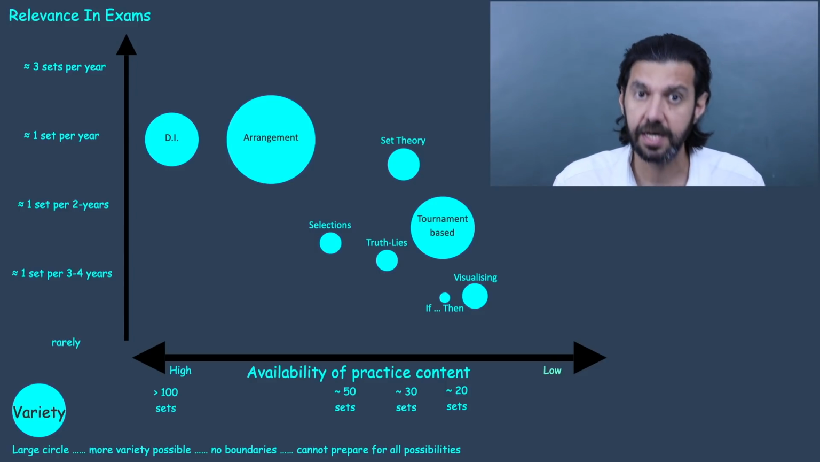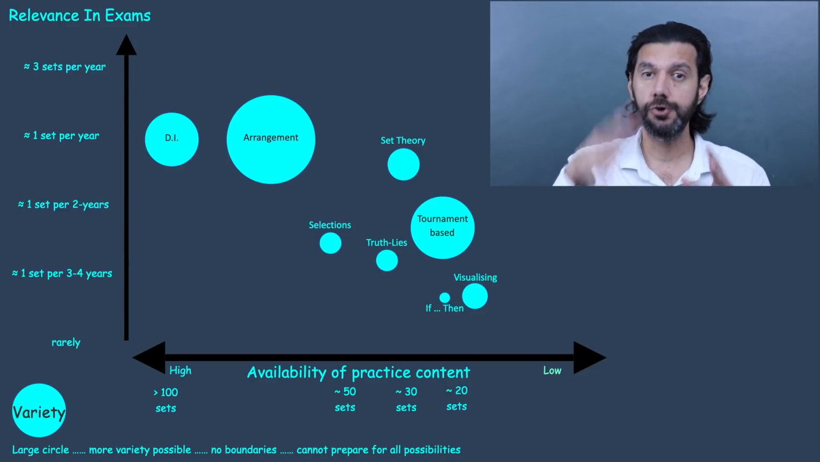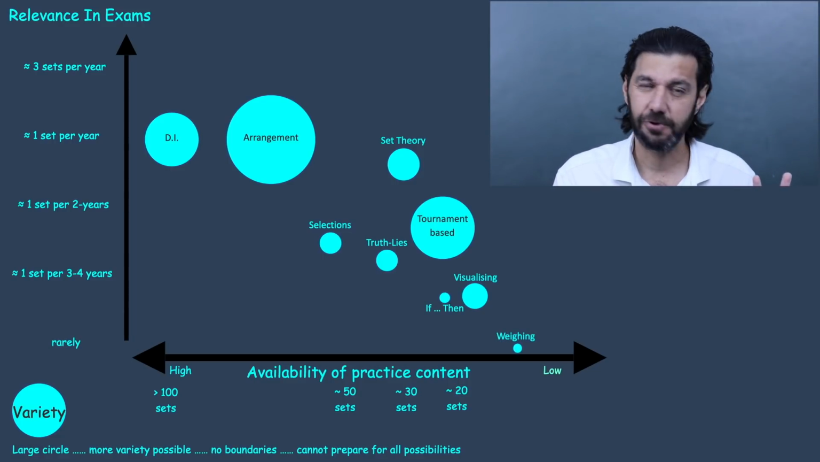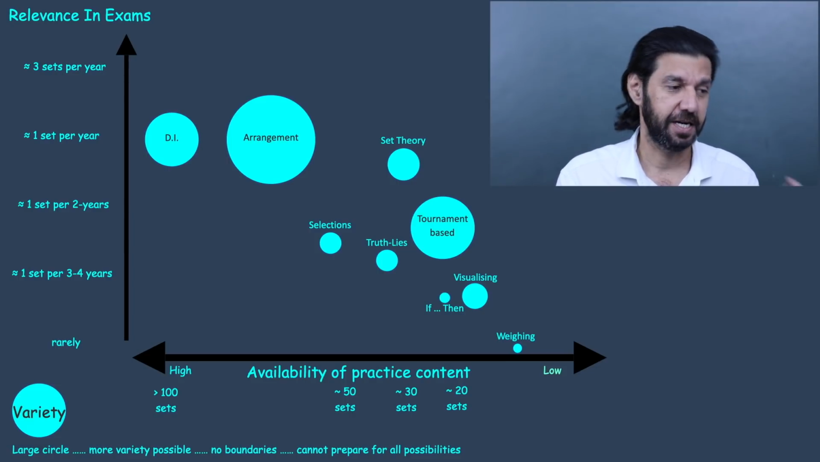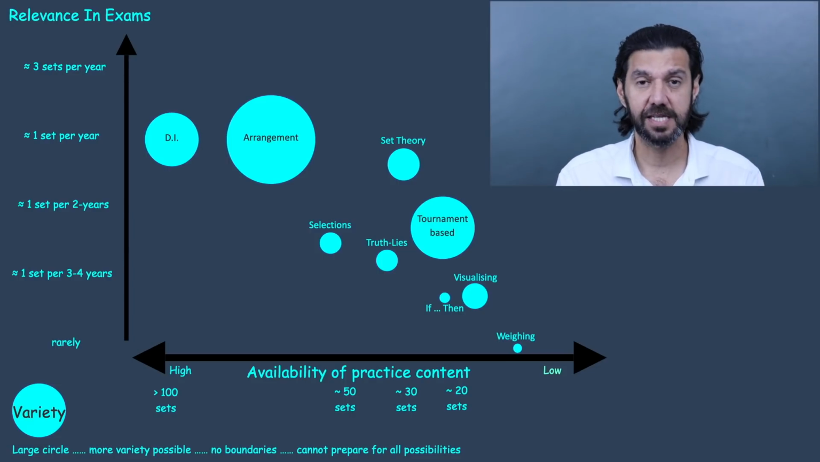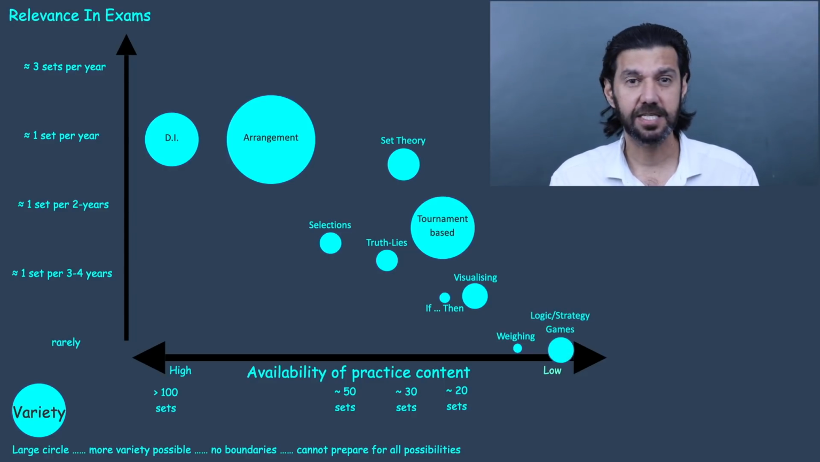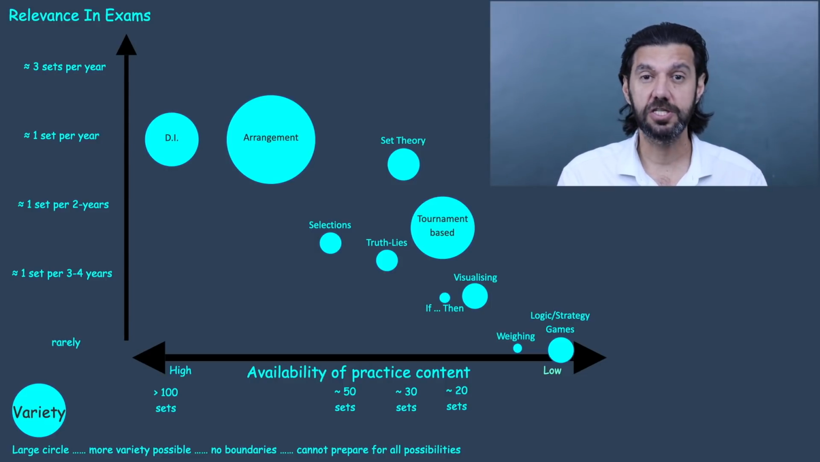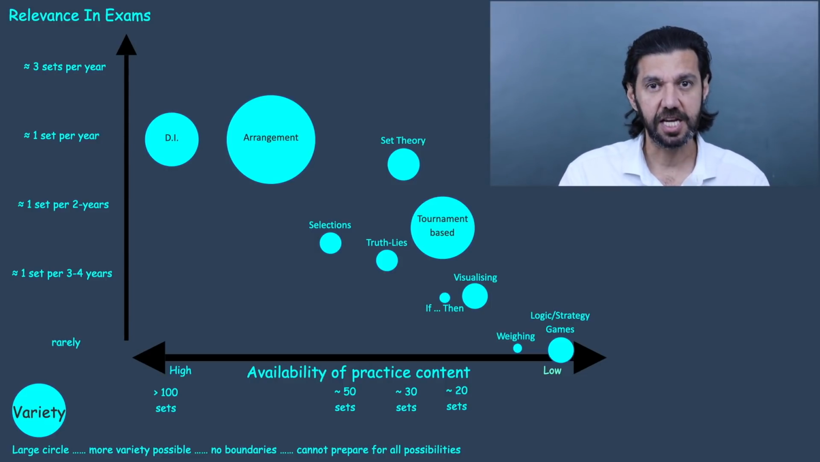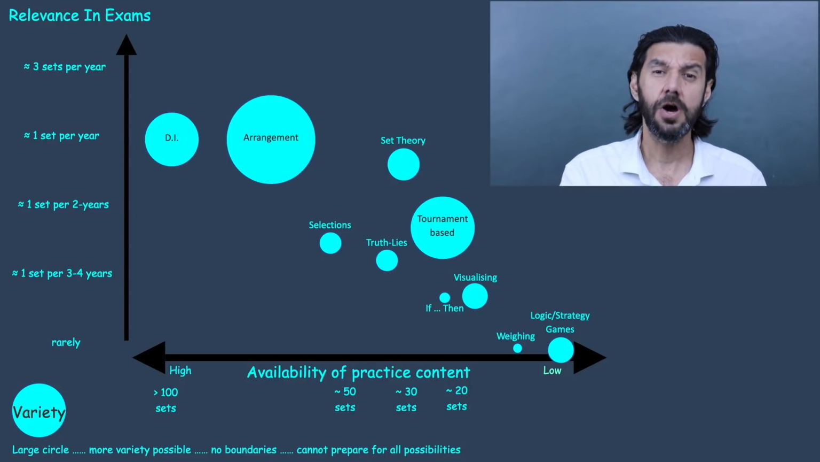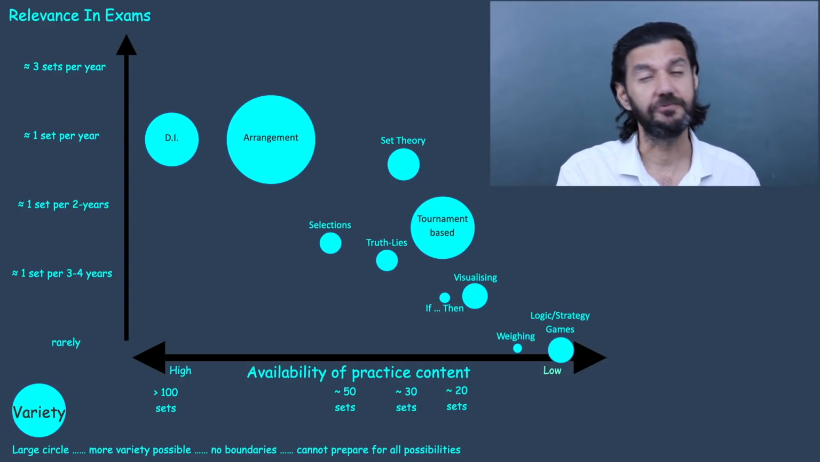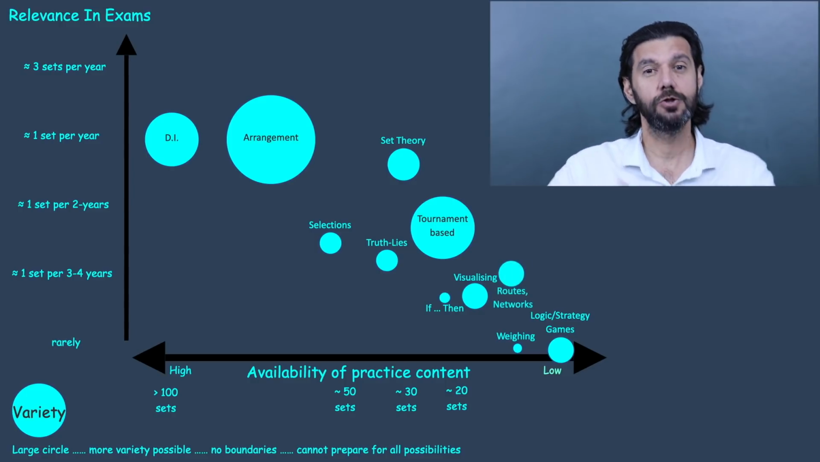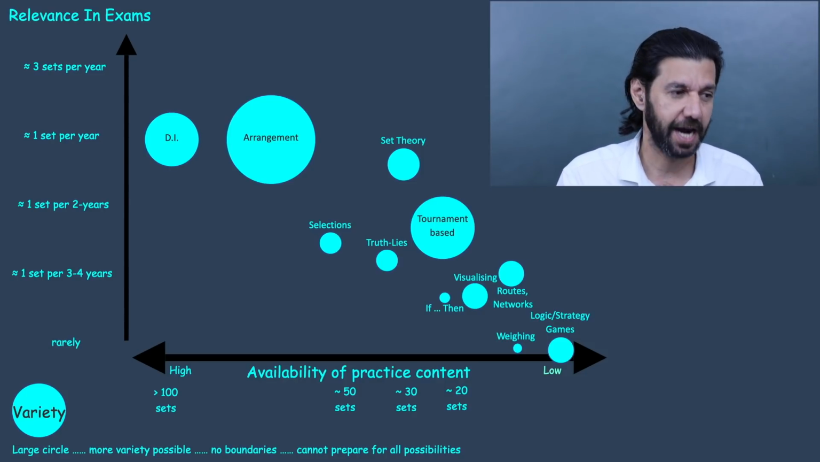There are sets on visual reasoning. Mostly they relate to cubes, they color cubes and cuts. Just 1 in 3-4 years type of question, so not very relevant. But yes, content is less. There are weighing puzzles, very rarely asked, very small topic, not many sets can be formed. There are logic games, strategic games. I'll talk in detail also. Again, very rarely asked in exam, very little content. We will just be prepared for some 1 or 2 standard games, though there can be a lot more variety. Thankfully, CAT doesn't ask.